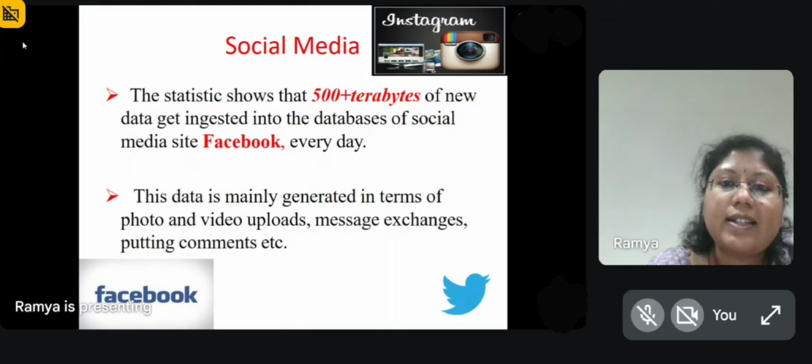Similarly, the next example is social media. Social media takes in nearly 500 plus terabytes of new data every day, which is always ingested into the database, for example Facebook or Twitter. Here, the data is not normally in the format of text, but can be photos as well as videos. Message exchanges between persons and comments are all considered data. So this is one of the areas where much more data is generated.